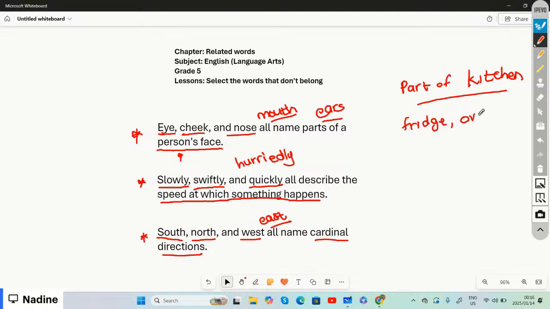It is your oven. It is your microwave. You even find your cutlery. These are but a few things that you'll find in the kitchen.